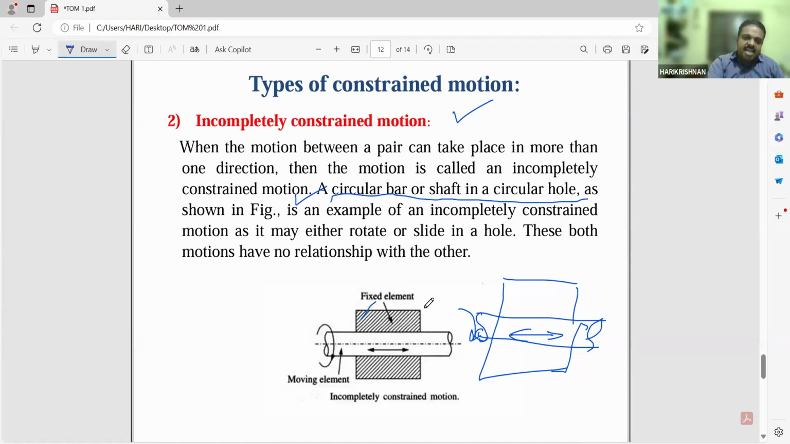What is the specialty? You can see this can slide, and also this can rotate. So two motions are possible. These two motions have no relationship with each other. So incompletely constrained motion means when the motion between the pair can take place in more than one direction. A circular bar or shaft in a circular hole is an example of incompletely constrained motion.